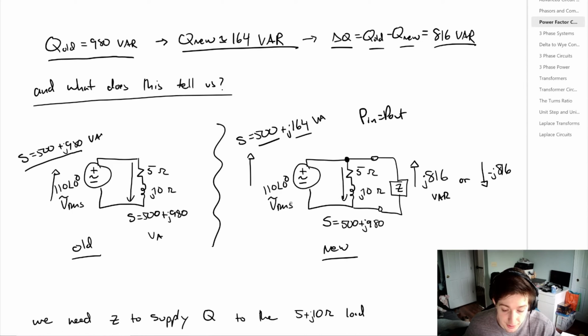Now, depending on the convention we prefer, we can either draw the arrow this way and say j816, or we can draw the arrow going into the load and have minus j816. Either one is fine. The only thing we really need to keep track of is that the impedance that we added supplies Q to the load, and that Q needs to be 816 var.